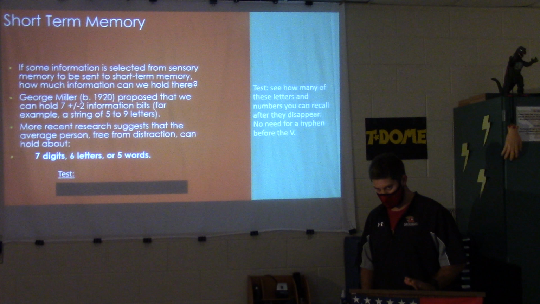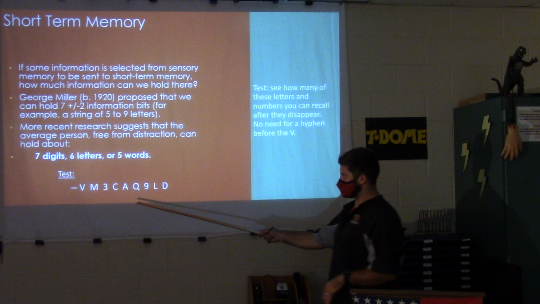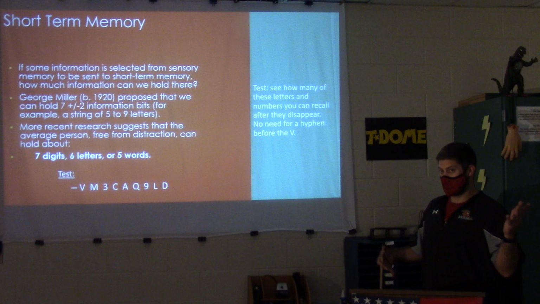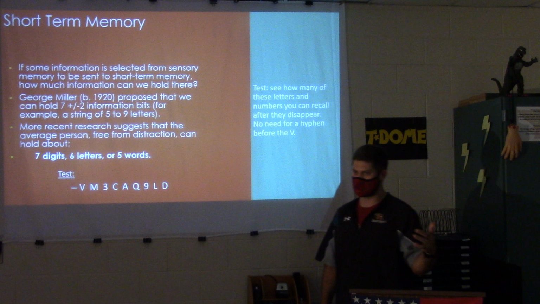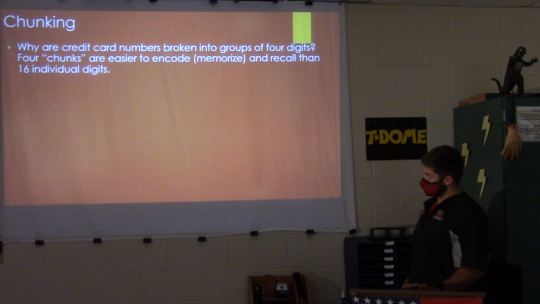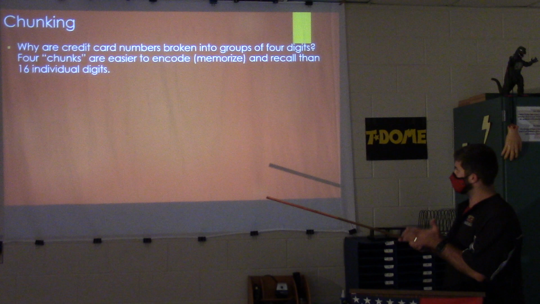So again, we have VM3CAQ9LD. It's hard to chunk those letters, so you would just have to go one at a time, and once you say one of them in your head, it kind of replaces the other, and you struggle with this. This is a short-term memory problem. So chunking: why are credit card numbers broken into groups of 4 digits? 4 chunks are easier to encode, memorize, and recall than 16 individual digits.